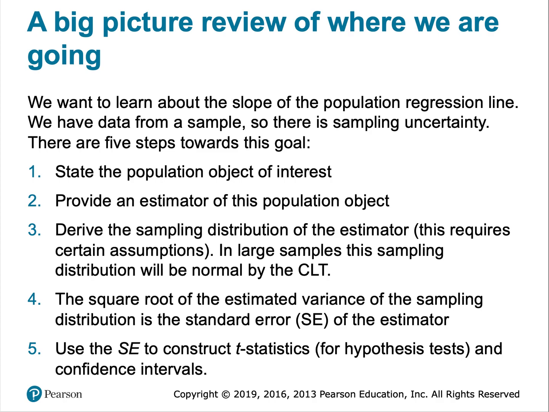The square root of the estimated variance of the sampling distribution is the standard error of the estimator. So we have come up with an expression for the estimated variance of the sampling distribution. Now the square root of that is our standard error of the estimator. Then we'll use the standard error of the estimator to construct t-statistics, test statistics, for hypothesis tests and for confidence intervals. So we have gone through steps 1 through 4, and now we're going to pick up at step 5.